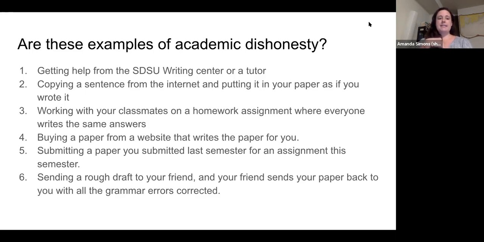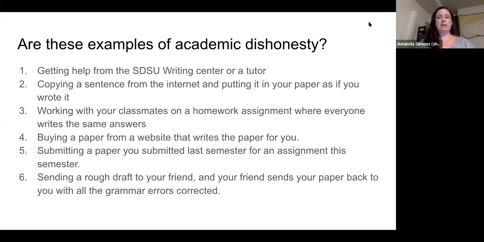Number six, sending a rough draft to your friend and your friend sends your paper back to you with all the grammar errors corrected. So if you want, take a moment and think right now, which ones of these are examples of academic dishonesty? That is, examples of classroom behaviors that would be breaking the rules of the university.